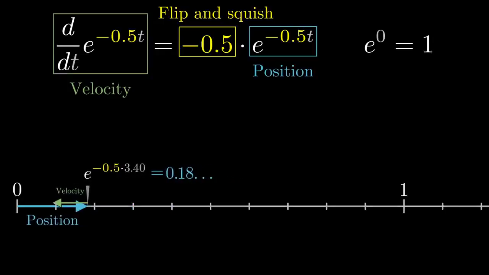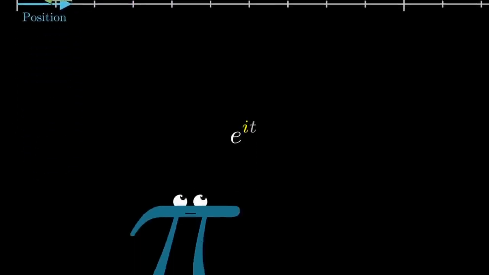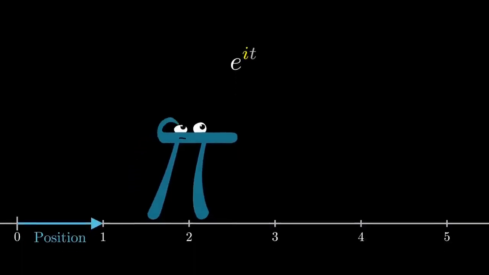But now for the fun part, why we're here in the first place. What if that constant was an imaginary number, i, the square root of negative 1?